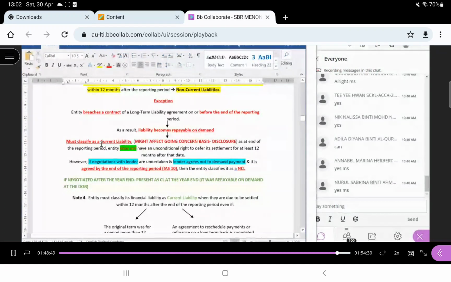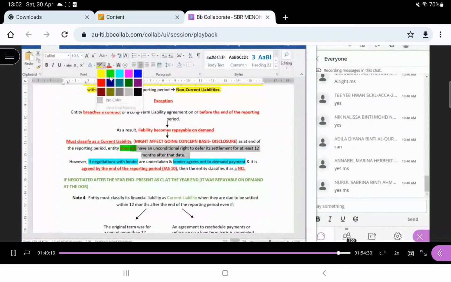But immediately student must link it. If the bank forced me to pay, I might not be able to continue as a going concern. So you see what I've written here. Appropriate disclosure must be done for going concern. Okay. So I breach a contract, becomes repayable on demand. I must show it as a current liability. Why? Because I do not have an unconditional right to defer the payment. Okay. That's just examples.